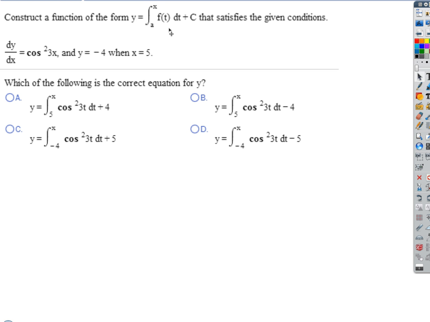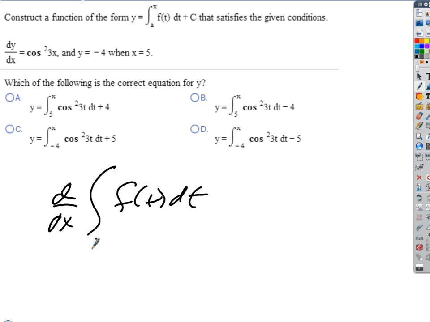Let's just remind ourselves, what is the second fundamental theorem? What's the derivative with respect to x of an area function, right? Of f of t dt from some constant to, what did I call it, g of x? And g of x could be simple, it could just be like x too, right? G of x is x, it makes it really simple. But what's that equal to? F of g of x times g prime of x, yeah.